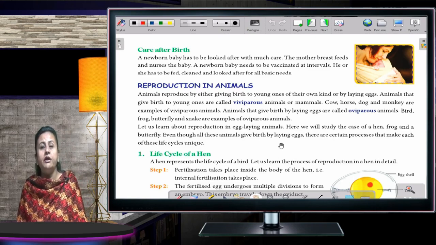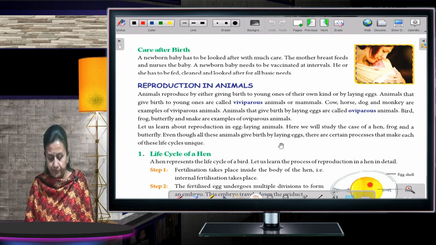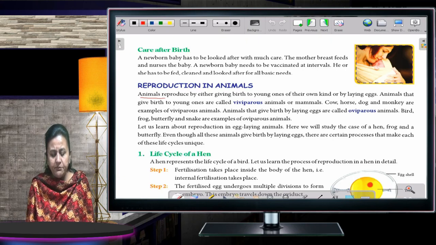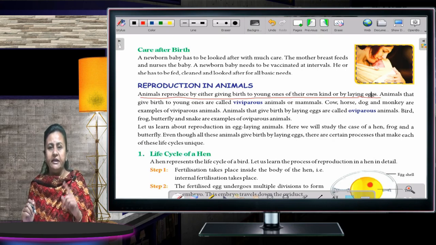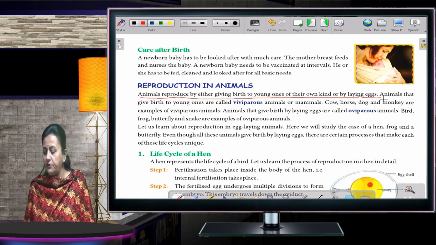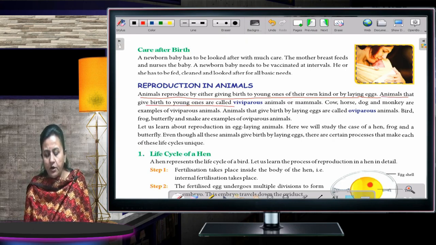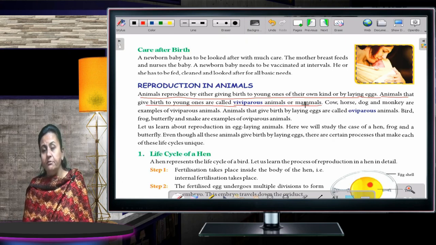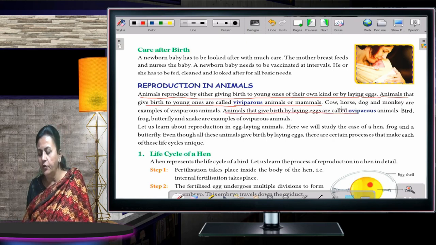Now reproduction in animals. I have spoken about reproduction in human beings. Now we'll move on to reproduction in animals. Animals reproduce by either giving birth to young ones of their own kind or by laying eggs. Either they give birth or they lay eggs. Human beings only give birth, they cannot lay eggs, but in the case of animals, both can be done. Animals that give birth to young ones are called viviparous animals or mammals. On the other hand, animals that give birth by laying eggs are called oviparous animals.